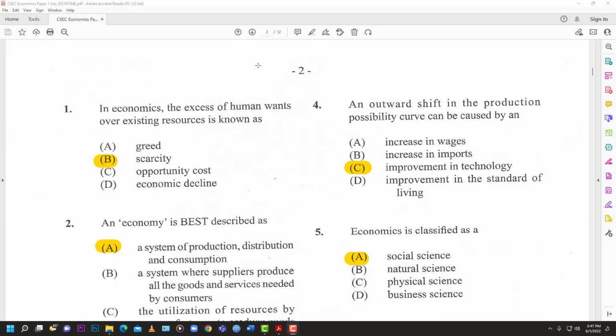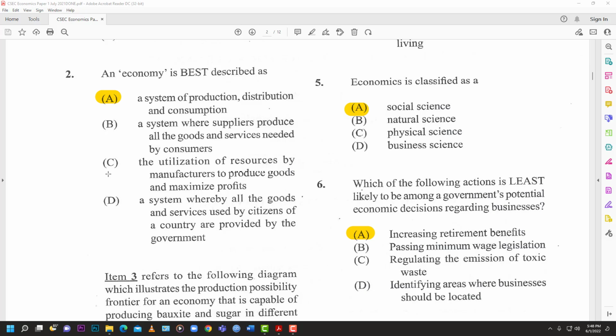Let's go. Number 1. In economics, the excess of human wants over existing resources is known as, and the answer here is scarcity. Because we know that human wants are infinite and resources are finite. And so you have what you call scarcity, right? Because things can finish. So that's B.